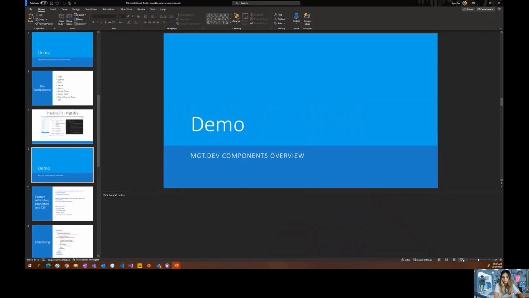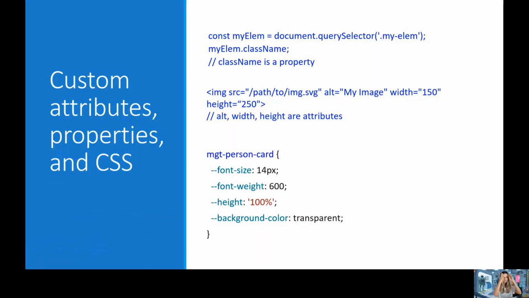Okay, let's turn back to the presentation. Let's talk about custom attributes, properties, and CSS. If you're interested in customizing the component for yourself, then we have, as I showed you earlier, attributes, properties, and CSS to customize it. Basically, if you want to select anything, or if you want to change the height, width, as well as you can change the font size, and basically all of the generic HTML attributes and CSS components are available for each and every component in Graph Toolkit.